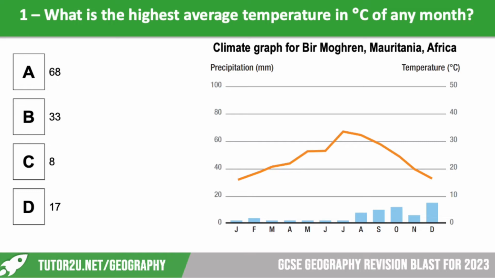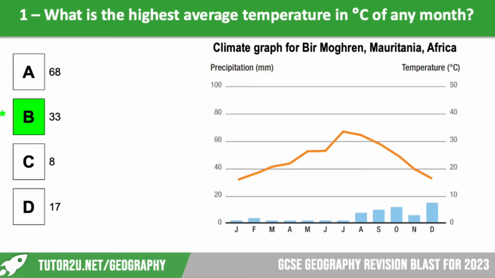Okay, we're going to move on to our next activity, which is some multiple choice questions, those MCQs that we know feature on all of our exam papers. So number one, what is the highest average temperature in degrees Celsius of any month? So A, 68, B, 33, C, 8, D, 17. Let's reveal the answer. It is B, 33.